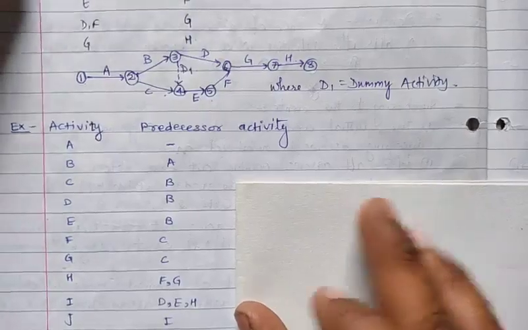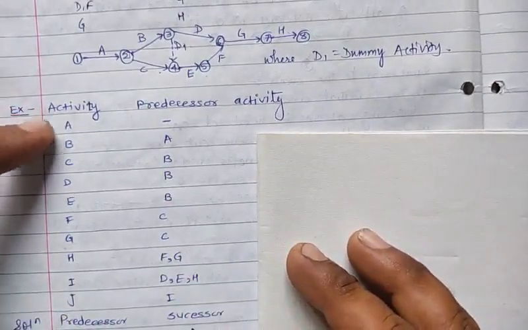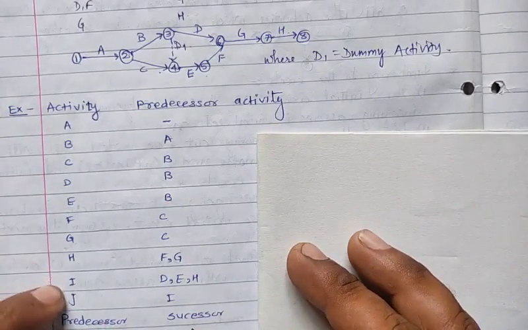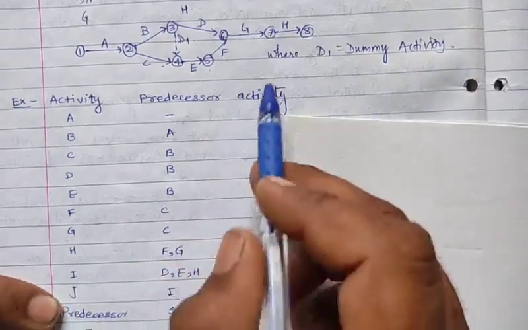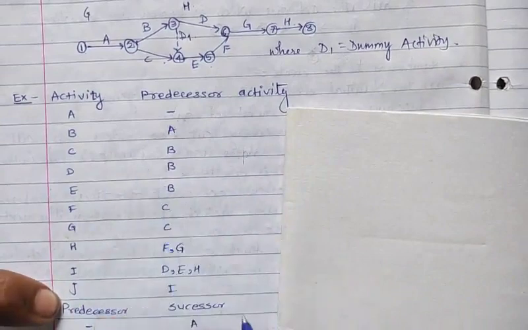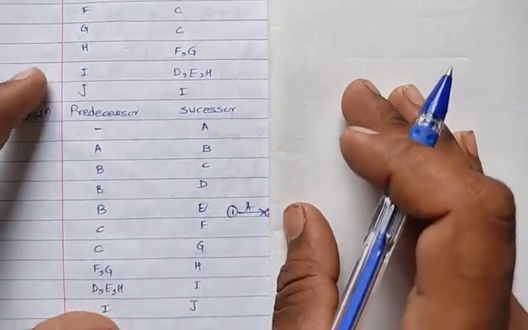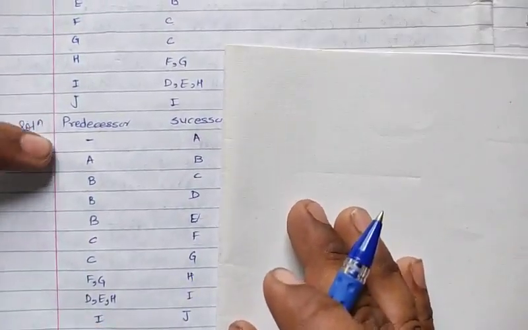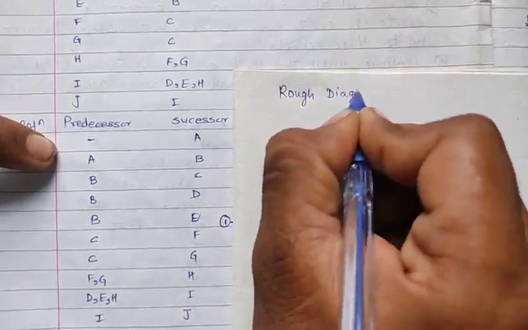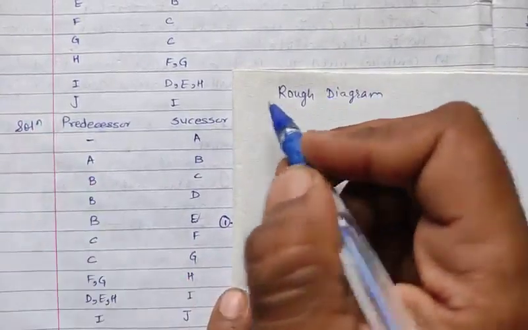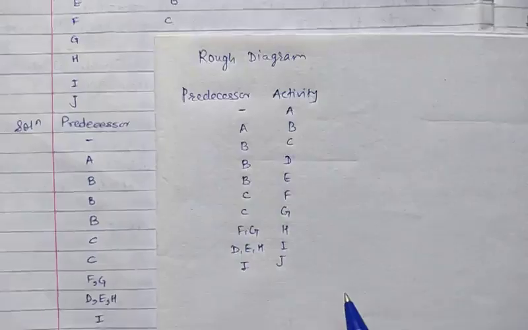Now let's see another question. These are the activities up to J. So write them down in alphabetical order: A, B, C, D, E, F, G, H, I, J, and their predecessor activity. First write down the predecessor activity, and then the successor activity. Now we will make the rough diagram first, and then see how to make its final diagram.